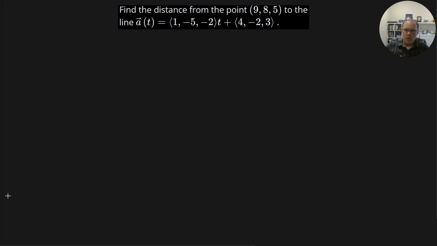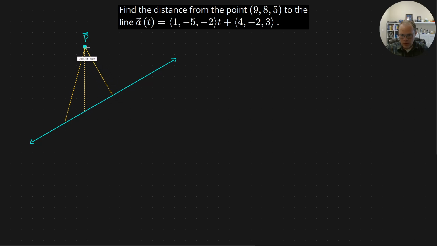In this example, we want to find the distance from a point to a line. So the first question we've got to ask ourselves is, what do we even mean by the distance from a point to a line? We have a line, and we have some point up here. Let's call this point P. There are lots of ways to measure the distance from this point to this line. There are lots of ways we could get there. So which one of these is the distance?